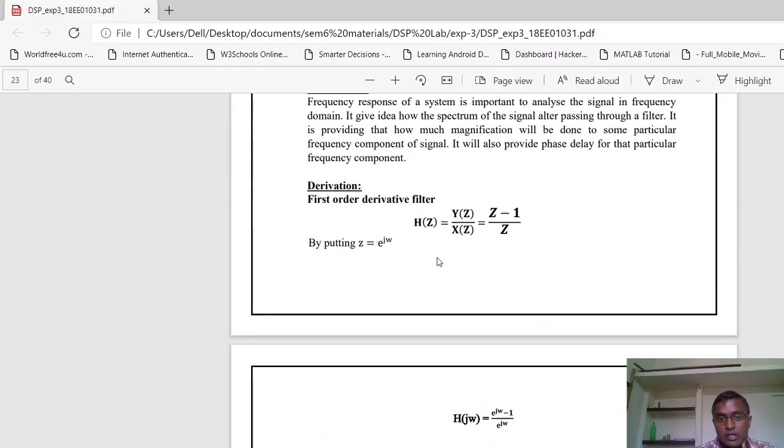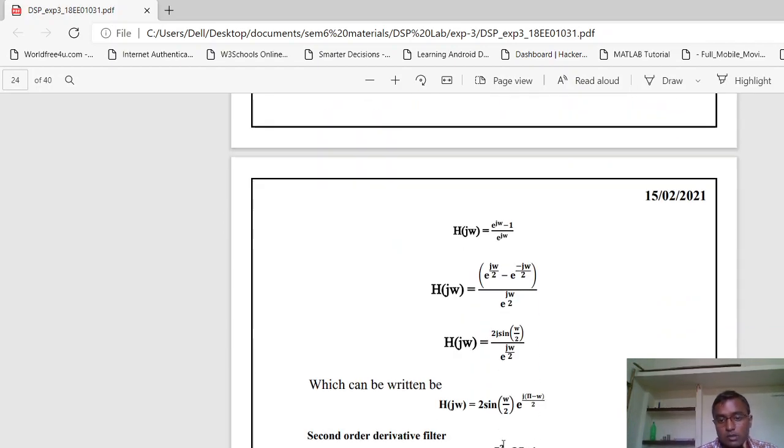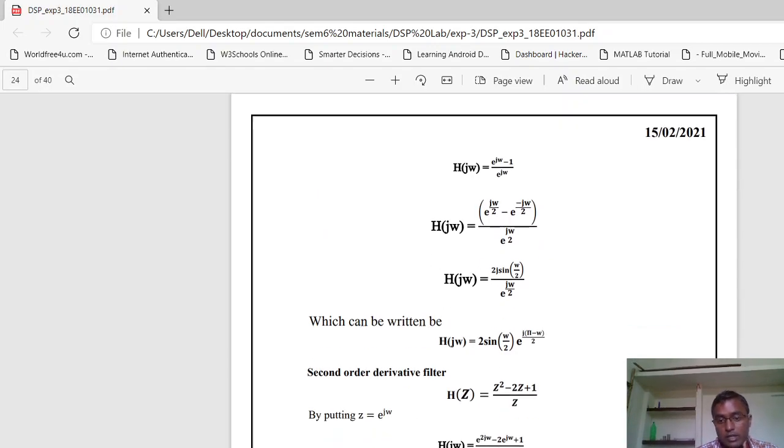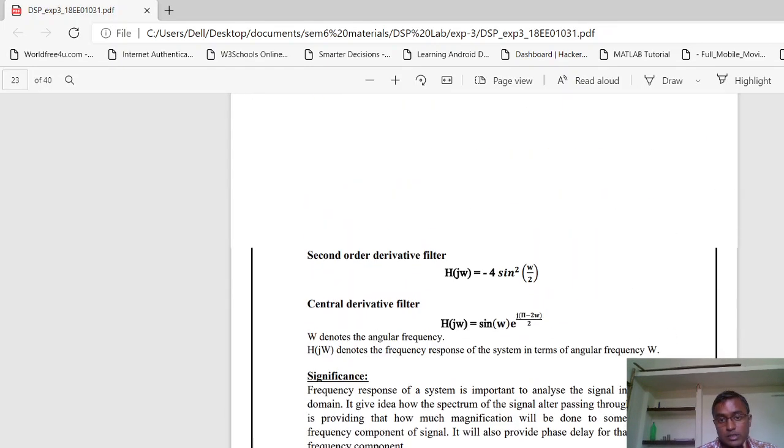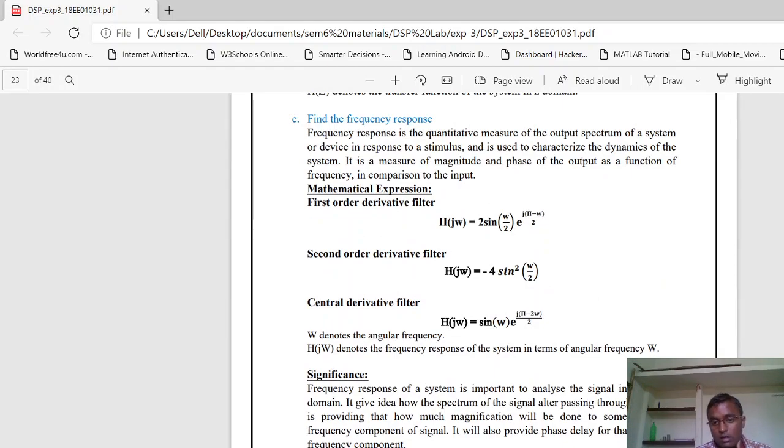This is just our derivation. Everywhere we have calculated h of z, so put z is equal to e to the power j omega and do some calculations. Then finally we will get the output, this result.